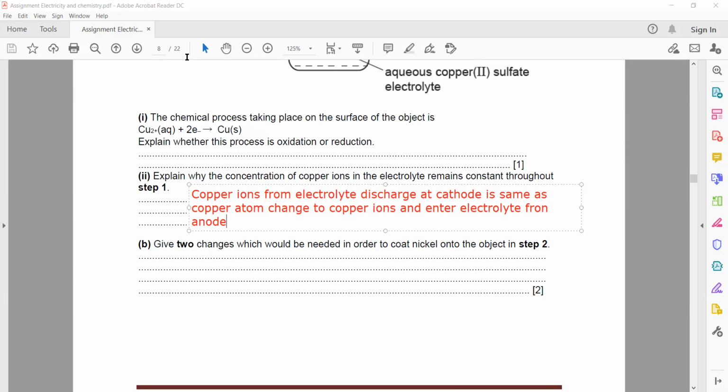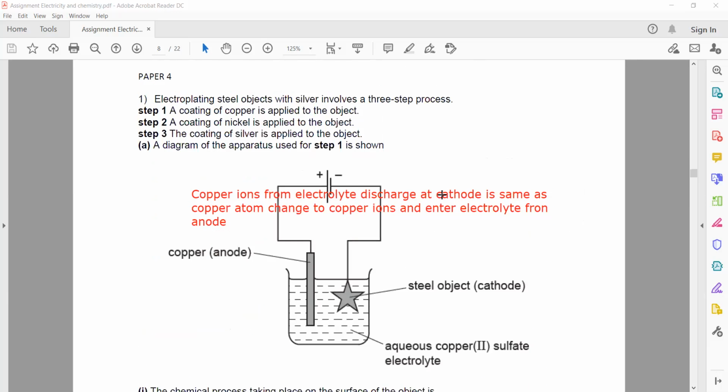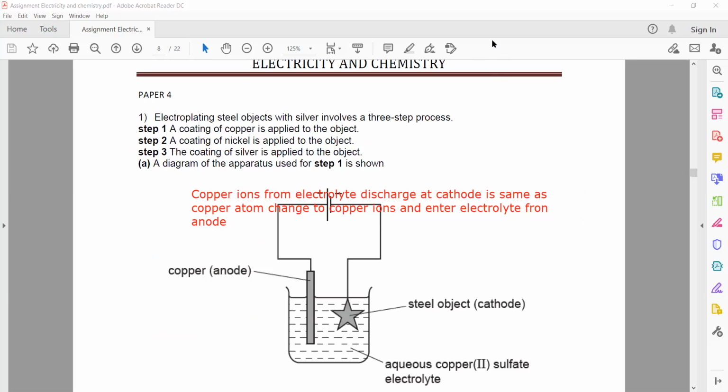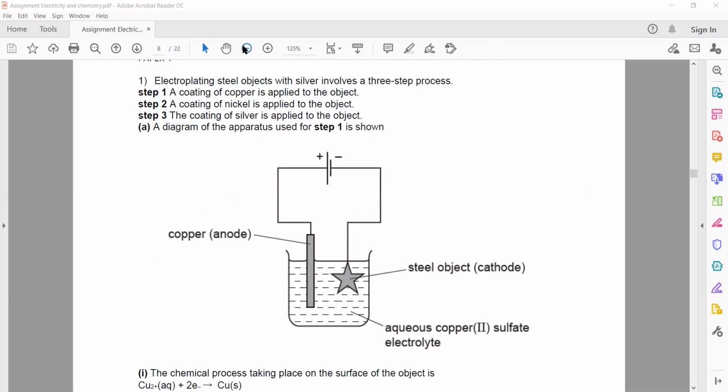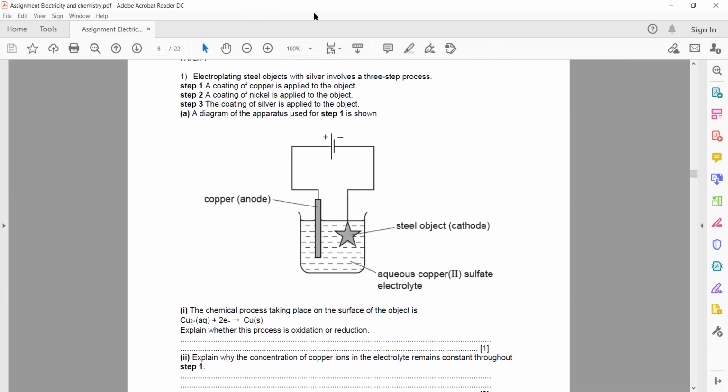Give 2 changes which you would need in order to coat with nickel. Now instead of copper plating, you need nickel plating. Instead of copper, I want a layer of nickel on this. What 2 changes should I make? Replace the anode with a nickel material, and also replace the electrolyte with a nickel salt.